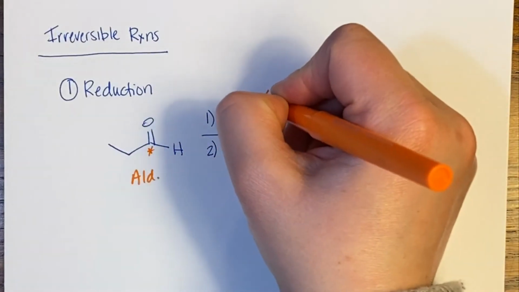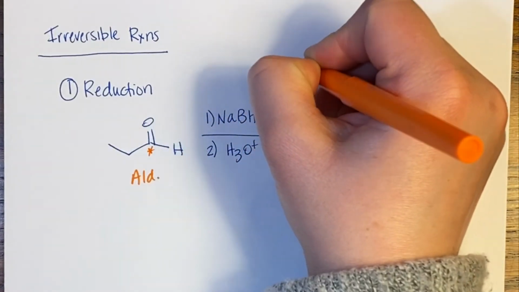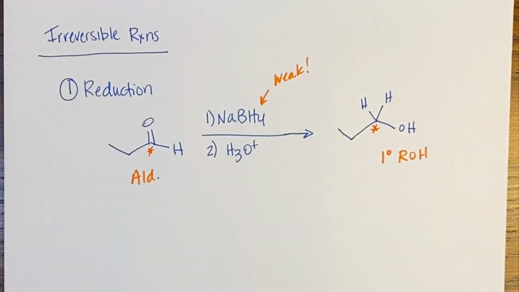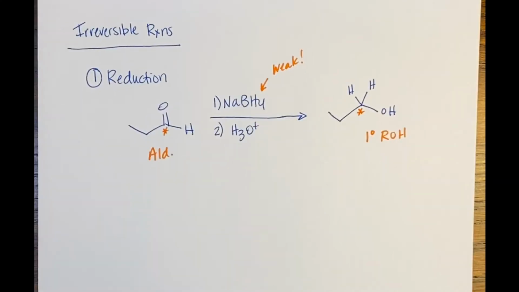Remember that sodium borohydride is one of my weak reducing agents, and I can use that weak reducing agent because my aldehydes are one of my more reactive functional groups. It's always better to use the weaker reducing agent if your molecule will still react. Sodium borohydride is a safer reducing agent than what we see for lithium aluminum hydride.